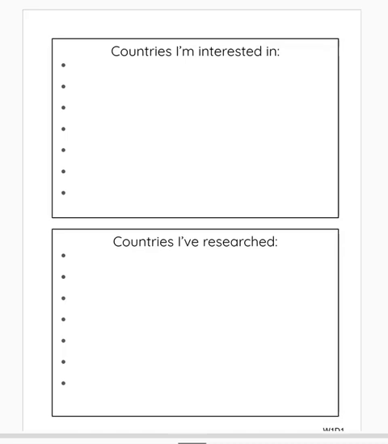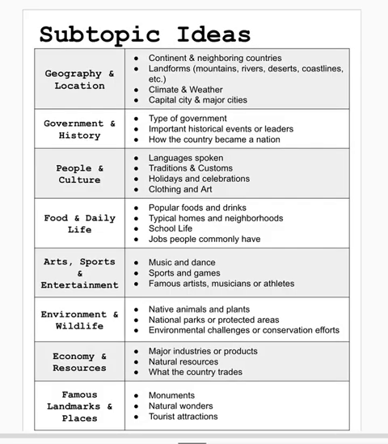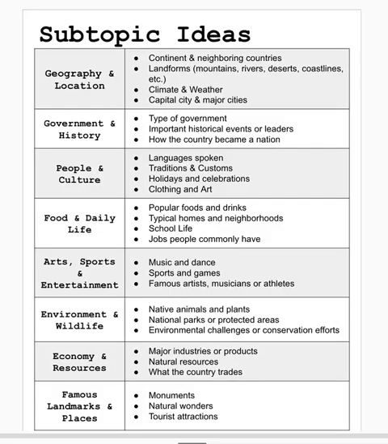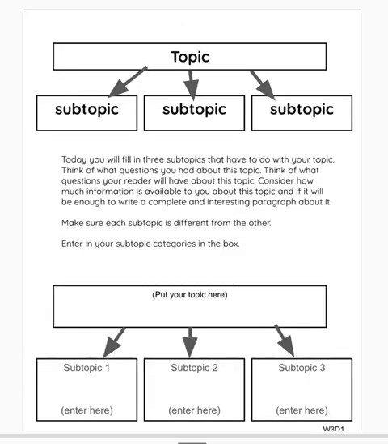some of the lessons that we've been having in the curriculum. We read some books about some different countries, and then some of the kids started to have some questions on countries they were interested in, so they noted that in their packet. We talked about what subtopics were, and then we broke them into categories. So these were some of the subtopic ideas that are listed in their packet.